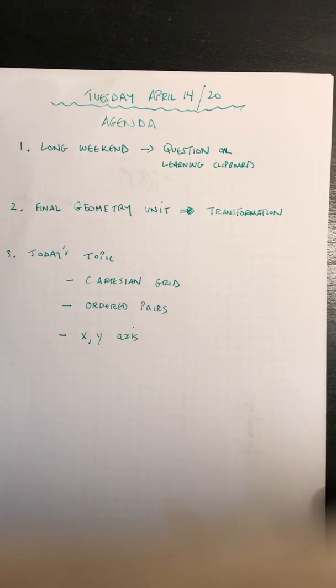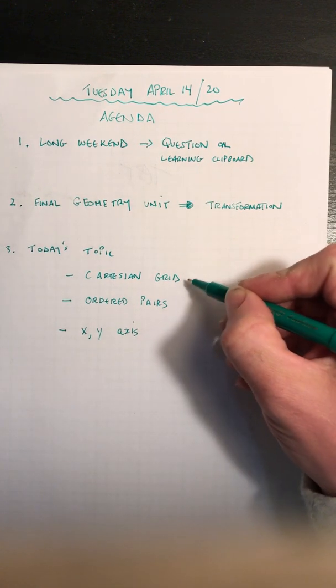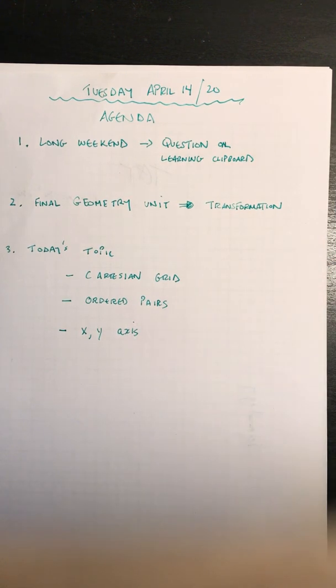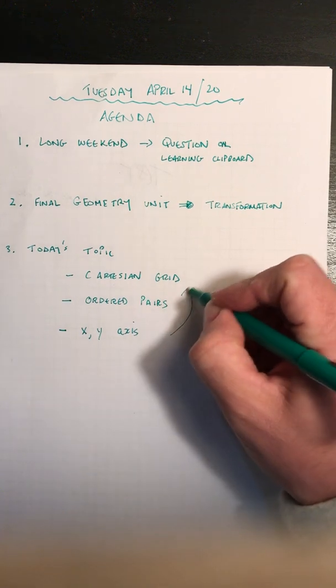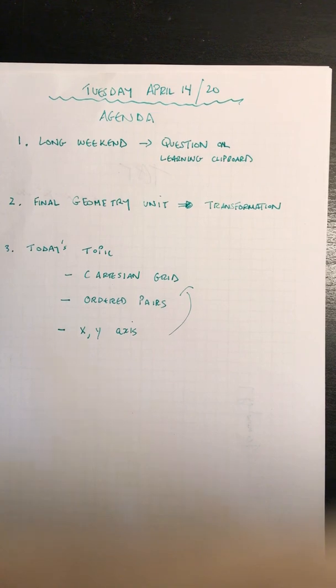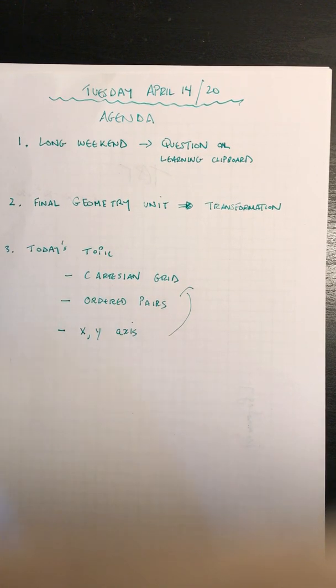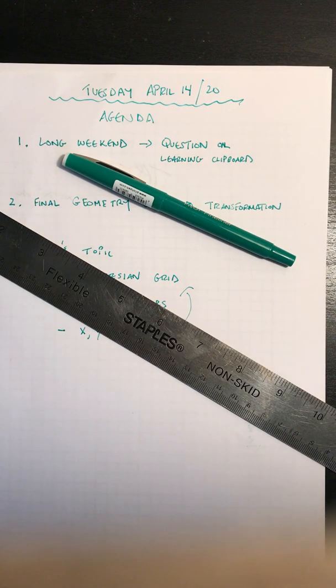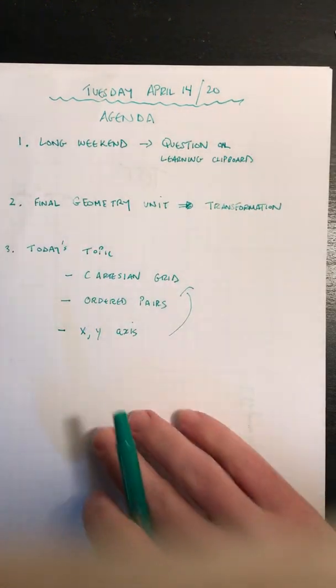Today's topic is setting up the Cartesian grid, looking at what an ordered pair is, and then the x and y axis, which really relates back to what's happening here. But without further ado, let's talk materials. What you're going to need for this: I'm going to use a pen just because it's a bit easier. So just pen, ruler, and I've got 1 centimeter graph paper right here.